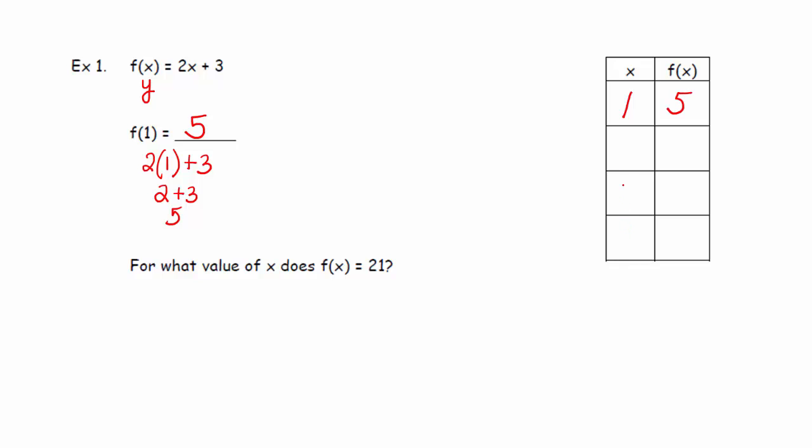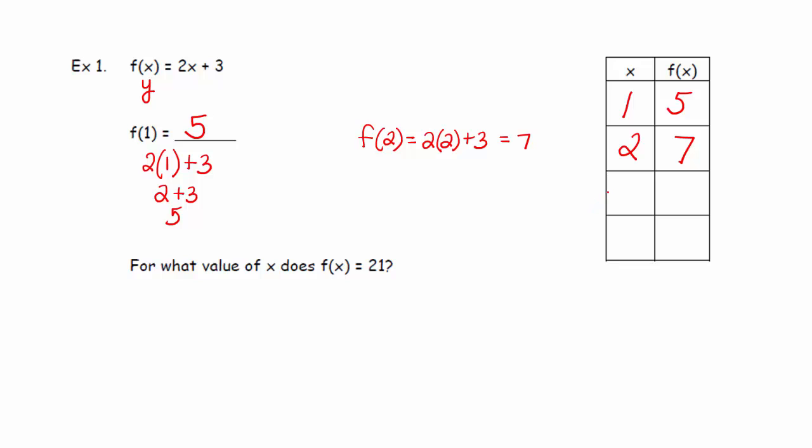Let's choose another example. Let's make the input 2. What would the output be if the input was 2? That would mean I'm going to replace x with 2. So 2 times 2 plus 3. 2 times 2 is 4, and then plus 3 is 7. So if the input is 2, the output is 7.